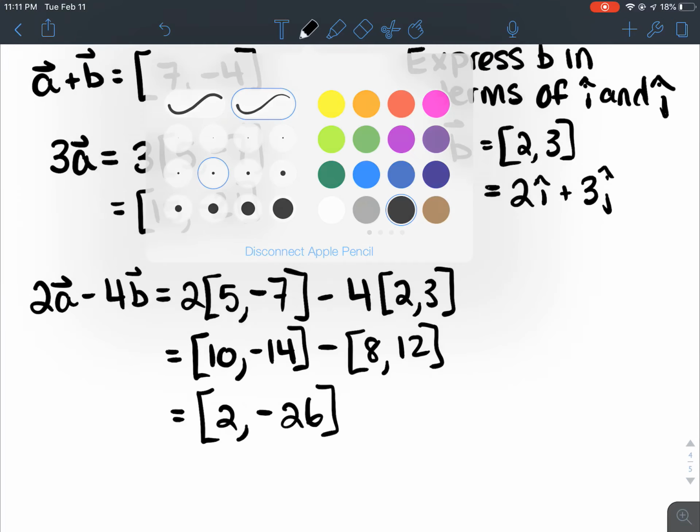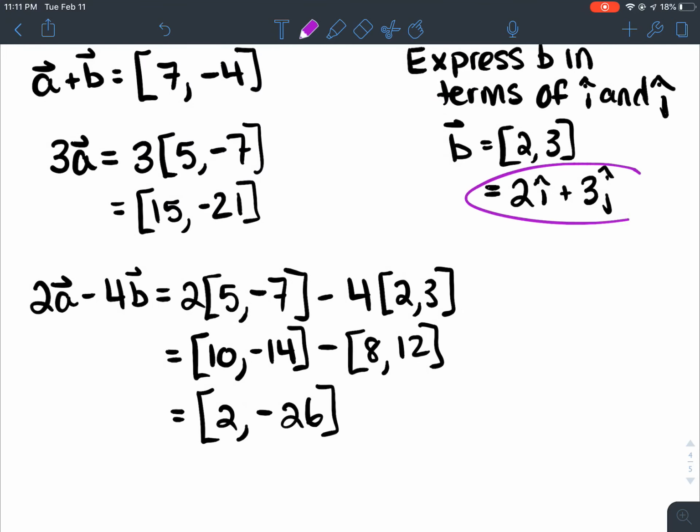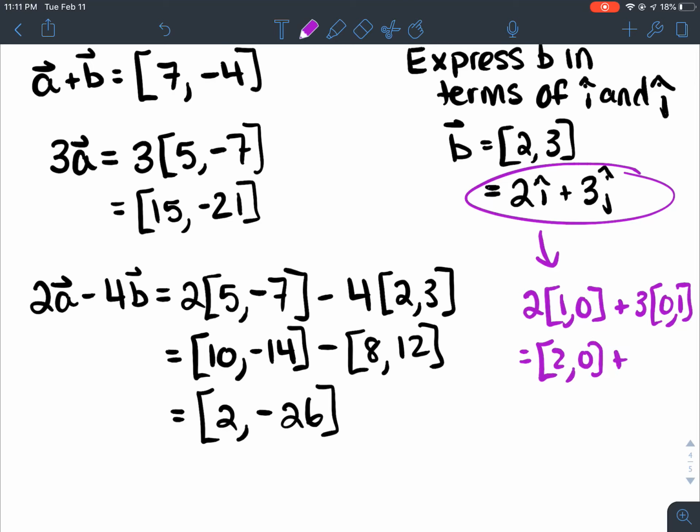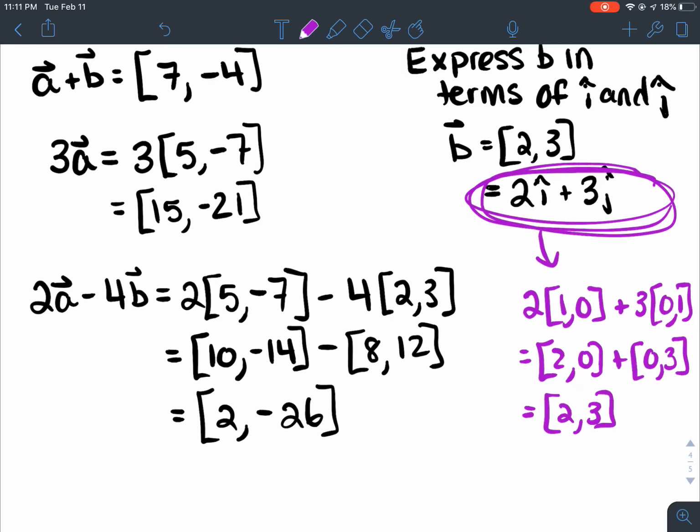And if you're not really sure, like, whoa, why'd that happen? Why is there a plus there all of a sudden? That is the answer. But just to show you what that means, it means 2 times vector 1, 0 plus 3 times vector 0, 1, which would mean 2, 0 plus 0, 3. And if we add those vectors together, we would get 2, 3, which is what vector b is. So this is how you write things in terms of unit vectors. And I guess that's it.